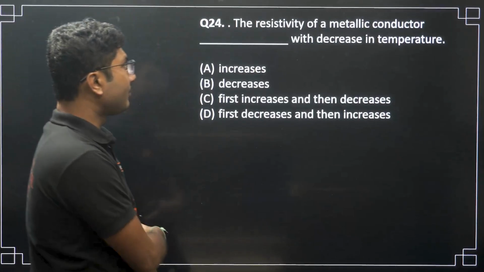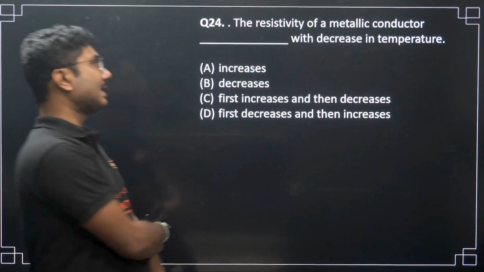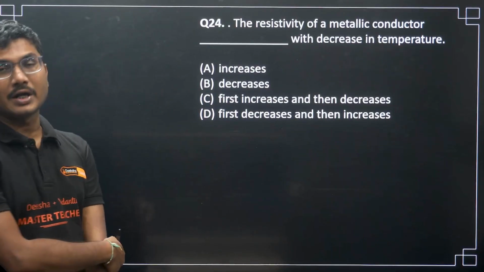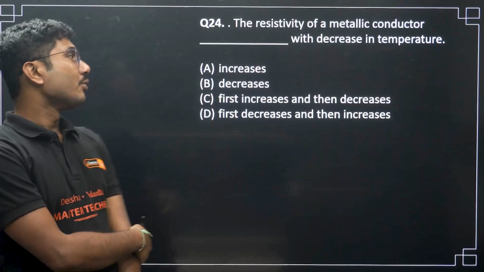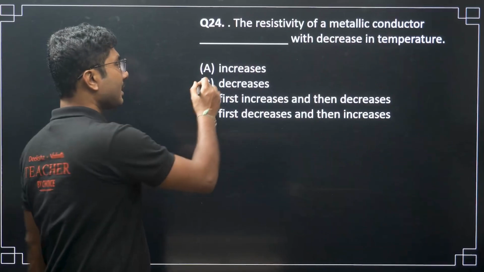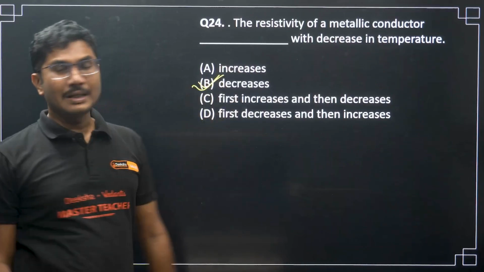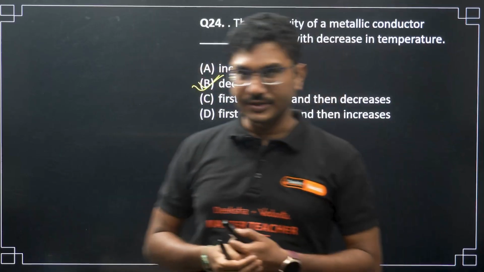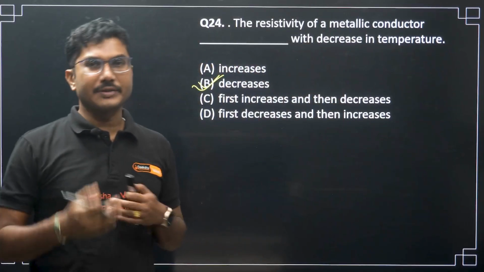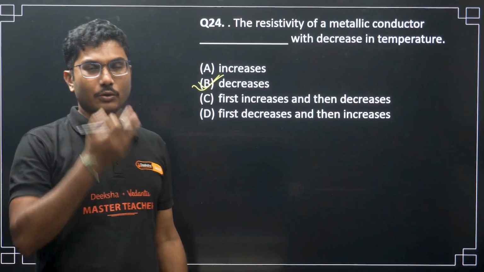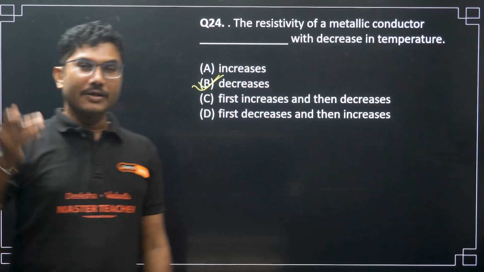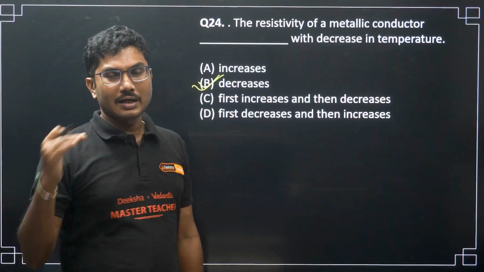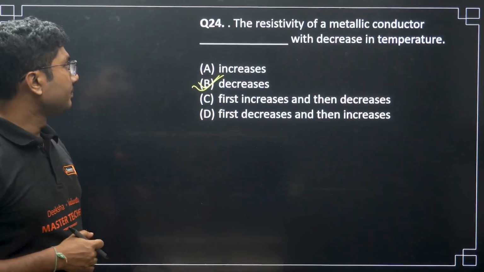Now question number 24, the resistivity of a metallic conductor dash with the decrease in temperature. So resistivity of conductor decreases with decrease in temperature. It increases with increase in temperature. Resistivity means specific resistance, right? If you increase the temperature, specific resistance must increase so that the total resistance increases. If you decrease the temperature, the specific resistance must decrease so that the total resistance decreases.